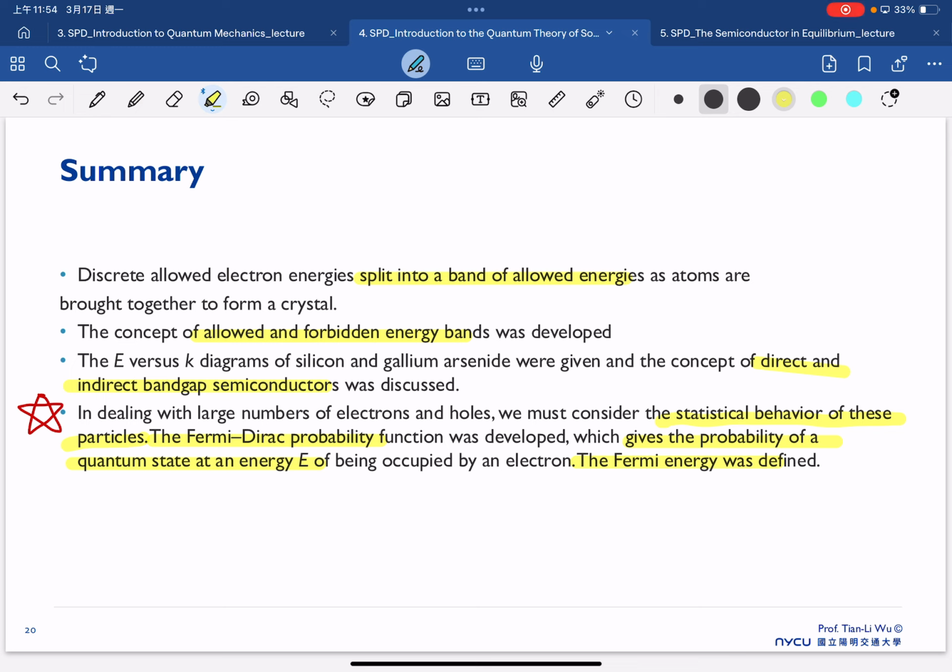Okay, so I think we will stop here, because the next chapter will try to combine what we know, the Fermi-Dirac function and the allowed energy states. We multiply these two, and then we get some results for the electron and hole concentrations.